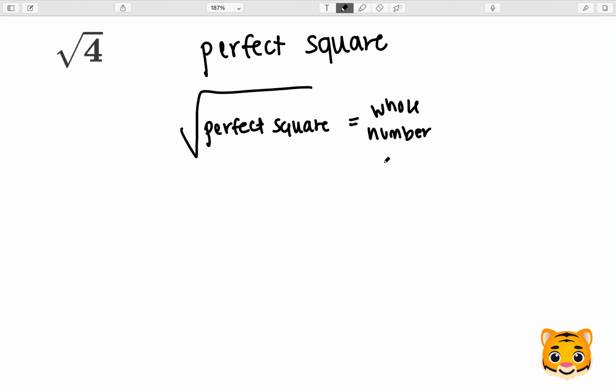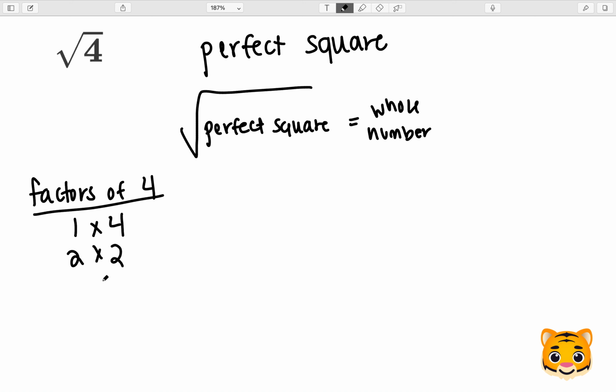Therefore, we can utilize this concept in order to find the square root of 4. Let's first look at the factors of 4. Factors of 4 include 1 times 4 and 2 times 2. As you can see, because 2 times 2 gives us 4, that means that 2 squared equals 4. We can then write the square root of 4 simply as 2.